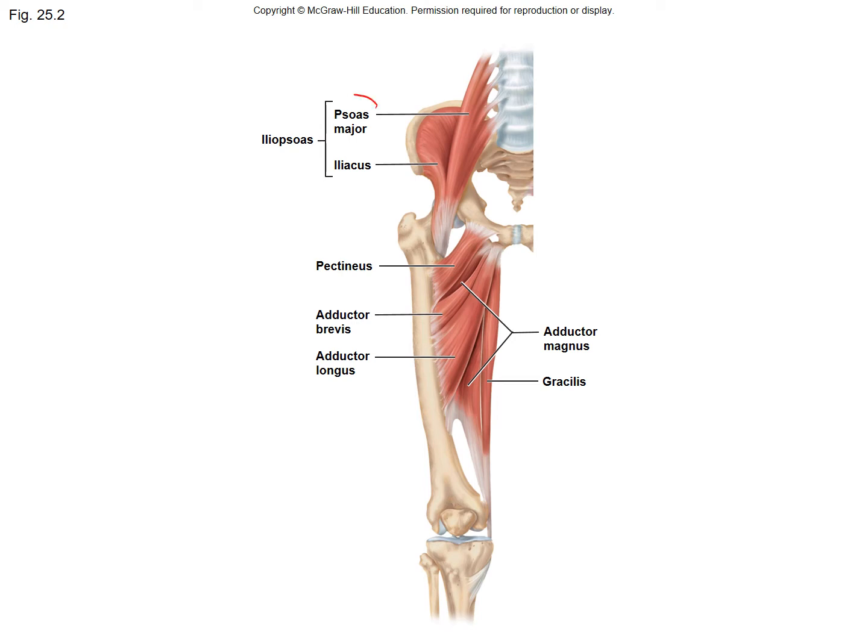Okay, iliopsoas again, this is the psoas major and this is iliacus, we call it iliopsoas muscle. This is the hip flexor muscle. This is the psoas major, this is iliacus, covering the ilium part of the hip bone.